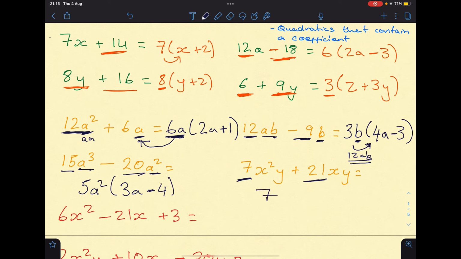That would be 7. Now I've got 2 x's here, 1 x here. So I can take out 1 x. Now I've got 1y here, I've got 1y here, so I can take out a y. Then open my bracket. What do I multiply 7xy by to get 7x squared y? As you can see, only another x is missing, so I just need to put an x there. Now what do I multiply 7xy by to get 21xy? So deal with the numbers first. 7 times something is 21. That's 3. And then I've got the xy's, so that's my final answer.